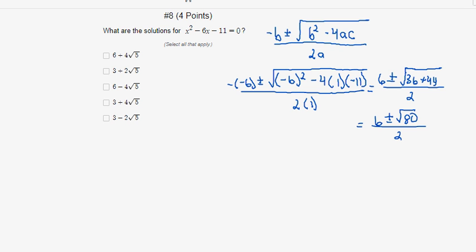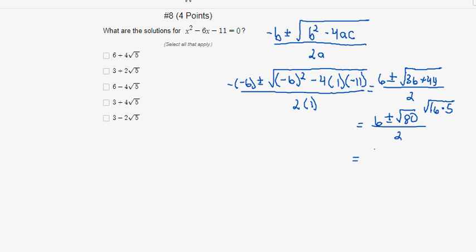All right, let's look for perfect square factors of 80. 80 divided by 2 is 40. So we're looking for the largest perfect square less than 40. 36, well, we know 36 is not going to go evenly into 80. 25, no. 16. 80 is equal to 16 times 5. 80 divided by 16 is 5.